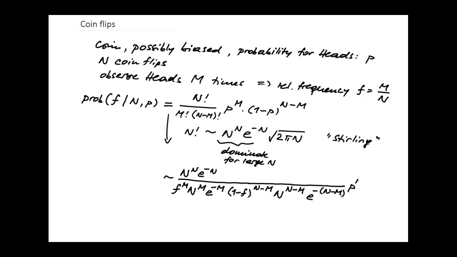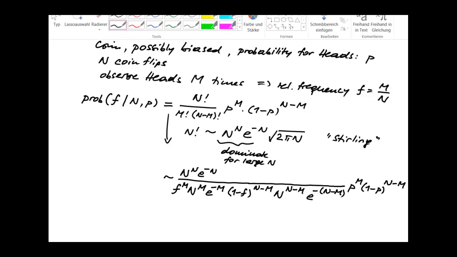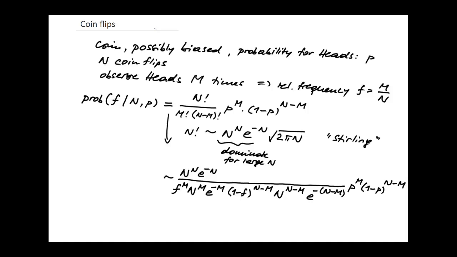And we still maintain p to the power m and 1 minus p to the power n minus m. And you see that a number of terms cancel. You see that e to the minus n cancels against e to the minus m times e to the minus (n minus m). You also see that n to the power n cancels against n to the power m times n to the power n minus m. And what remains is p over f to the power m, and now I write m as n times f, and then 1 minus p over 1 minus f to the power n times (1 minus f).